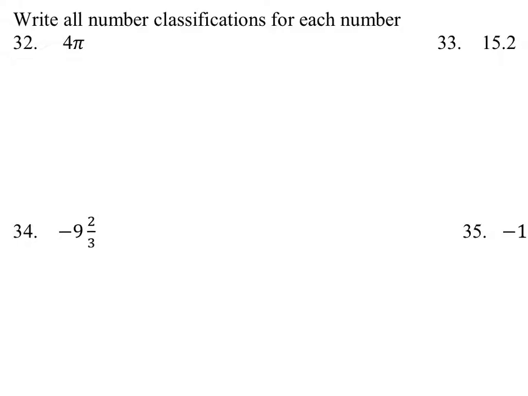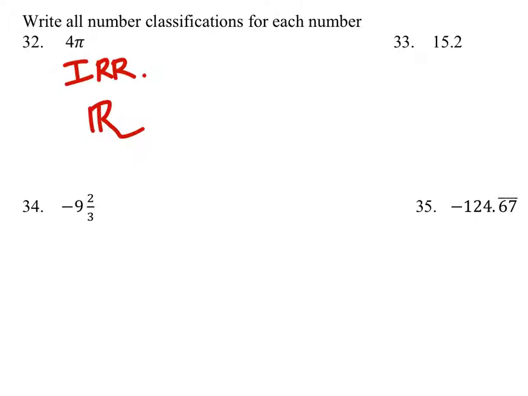Write all number classifications for each number. For pi, pi is irrational. So that means 4 of them will still be irrational. It'll just be 4 of them. So it's irrational, which means it is also a real number. Alright, 15.2, this one is a terminating decimal, which means it is rational and also real.